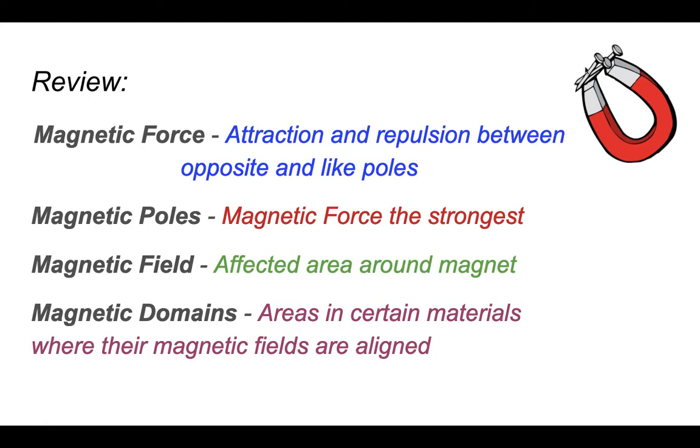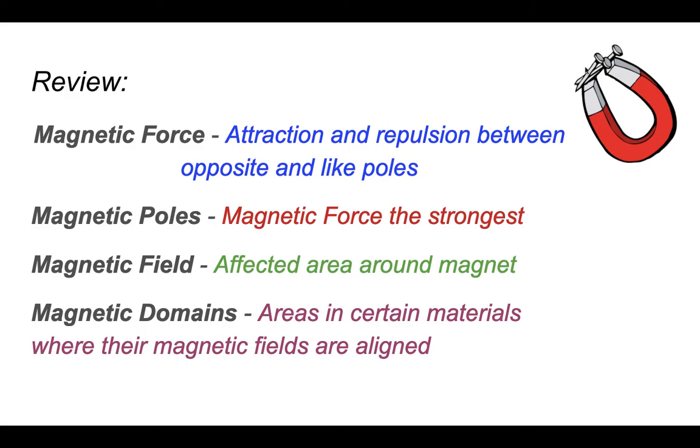All right, so a quick summary of what we covered. We learned about magnetic force, the attraction and repulsion between opposite and like poles. I think most of us were pretty familiar with that moving in. We also talked about how the magnetic force is the strongest at those poles. That's where those magnetic field lines build up. The magnetic field, of course, is the area around the magnet that gets affected by that magnetism.